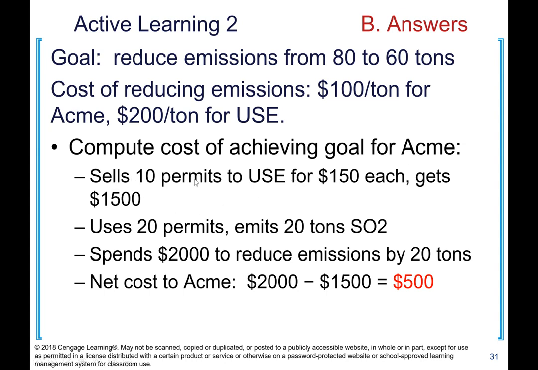Acme sells 10 permits to USE for $150 each, gets $1,500, uses 20 permits, emits 20 tons of SO2, and spends $2,000 to reduce emissions by 20 tons. Net cost to Acme: 2,000 minus 1,500 is 500.